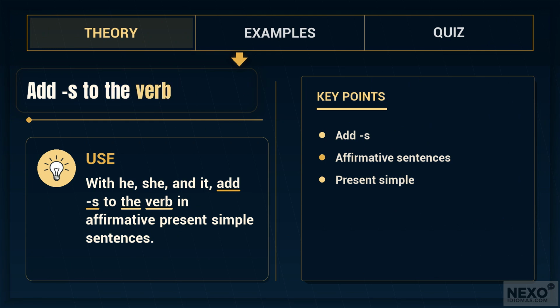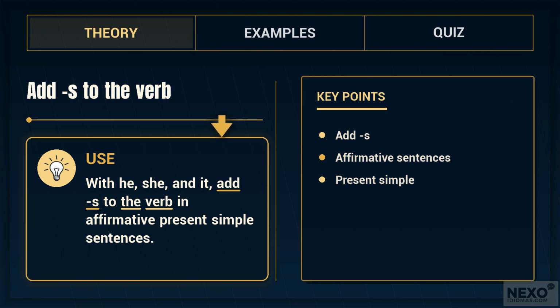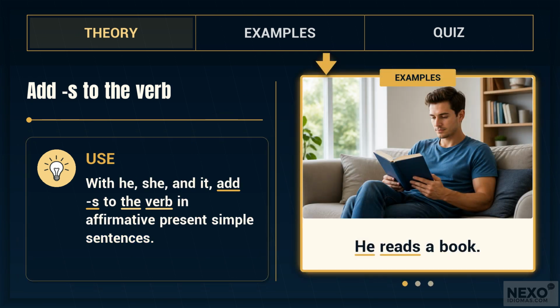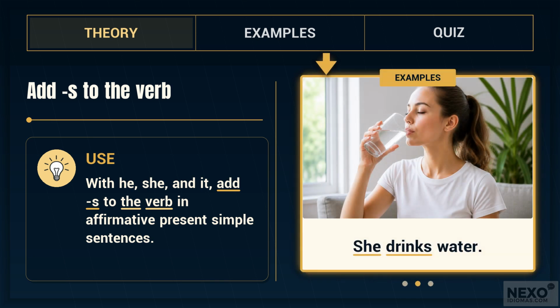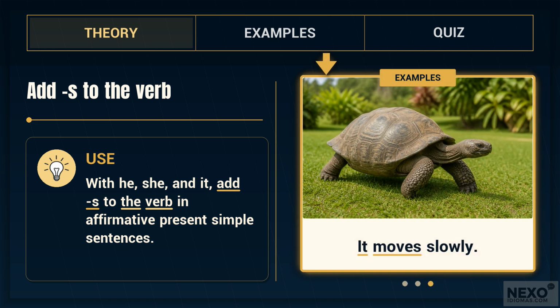Add s to the verb. With he, she, and it, add s to the verb in affirmative present simple sentences. Example. He reads a book. Example. She drinks water. Example. It moves slowly.